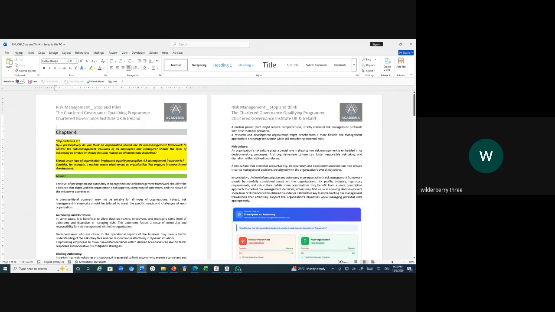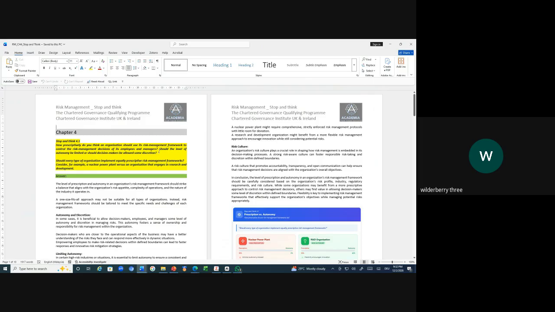How prescriptively do you think an organization should use risk management to control the risk management decisions of its employees and managers? Should the level of autonomy be limited, or should decision makers be allowed some discretion? Here it's about the size of delegation you apply, and how far you empower the individuals.